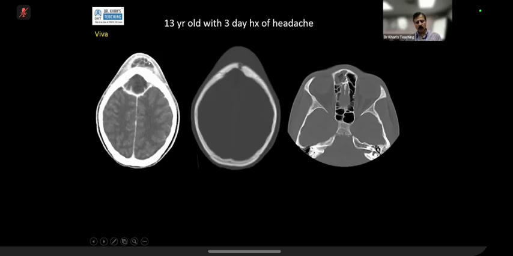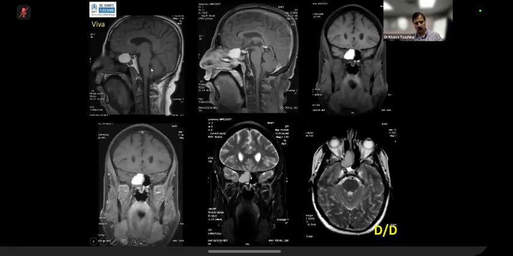Basically, these children, usually it is in children, will present with a very hard bony swelling. It will be very hard. And when you do imaging, it is basically the same thing which we have learned in previous cases. So this is a subperiosteal abscess of the frontal bone, and this is known as Pott's puffy tumor.